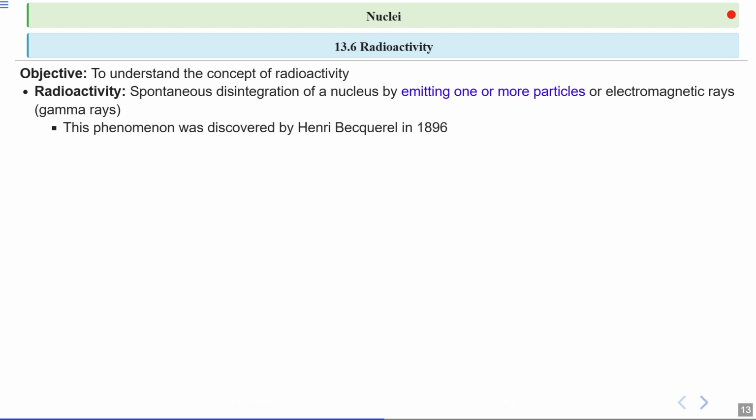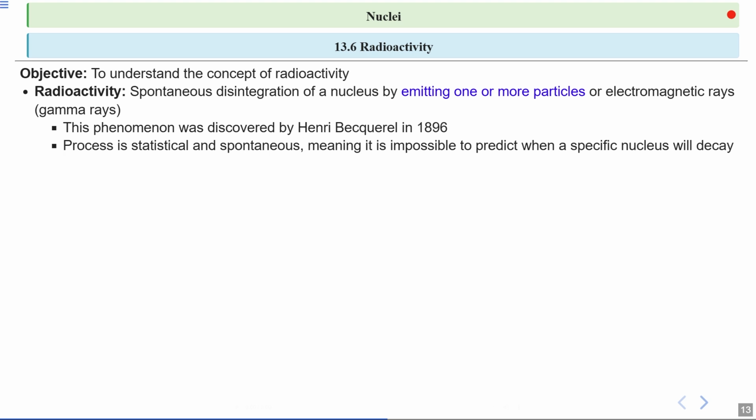This phenomenon was first discovered by Henri Becquerel in 1896. He noticed that uranium salts could expose photographic plates even without sunlight. This discovery opened the door to our understanding of nuclear physics.